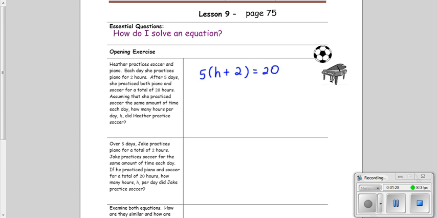Pause the video and write an equation for the next problem. Over 5 days, Jake practices piano for a total of 2 hours. Jake practices soccer for the same amount of time each day. He practiced piano and soccer for a total of 20 hours. How many hours, H, per day did Jake practice soccer?